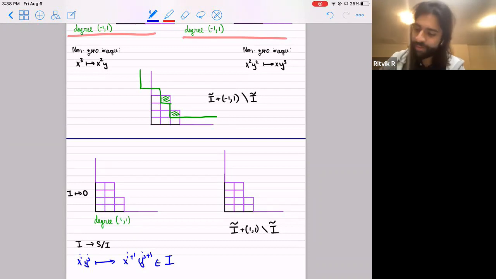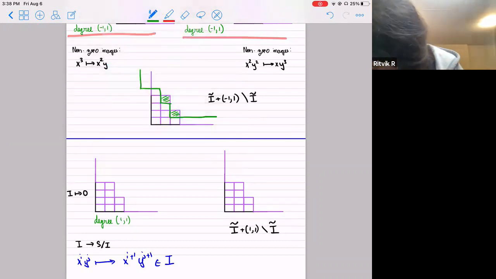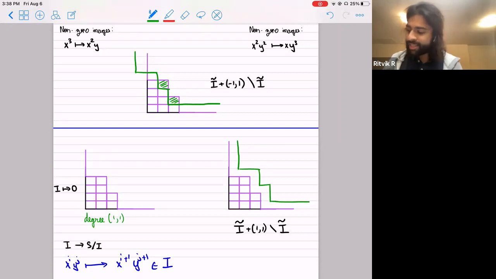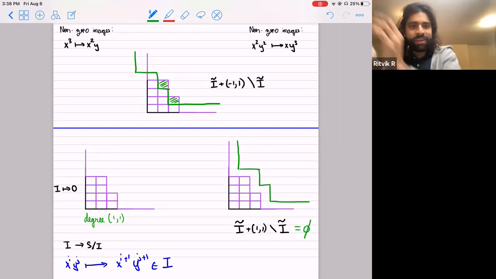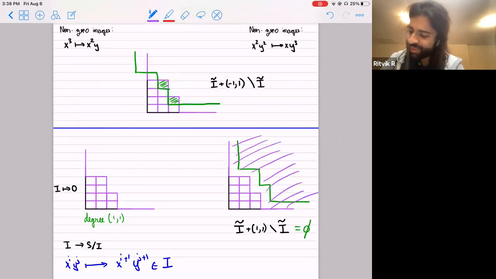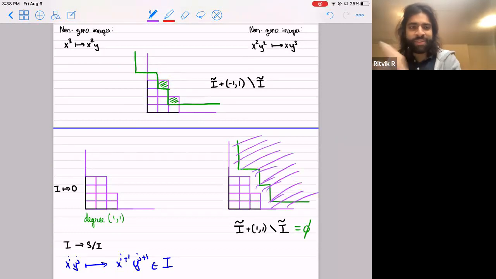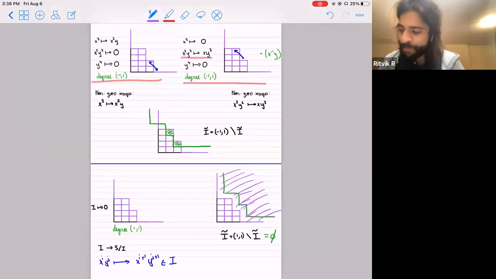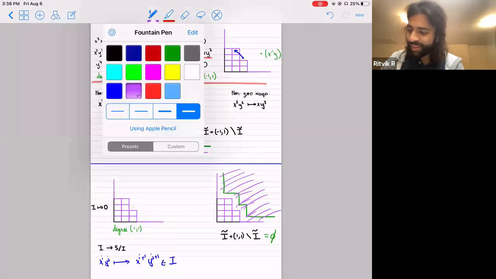Let's see what happens if I apply the shifting operation once again. So I'm going to shift by 1, 1, up here. And now if I take the complement, I get an empty set because I shifted into the ideal. So in pink was the whole ideal, and then I just shifted it inside, so the complement is empty. Okay, so the 0 tangent vector was just this empty thing. Any questions about what I'm doing?